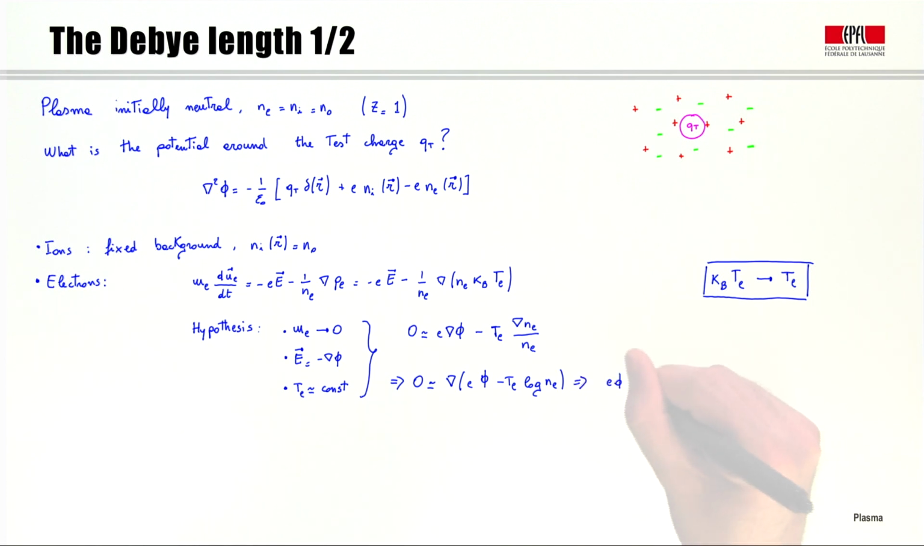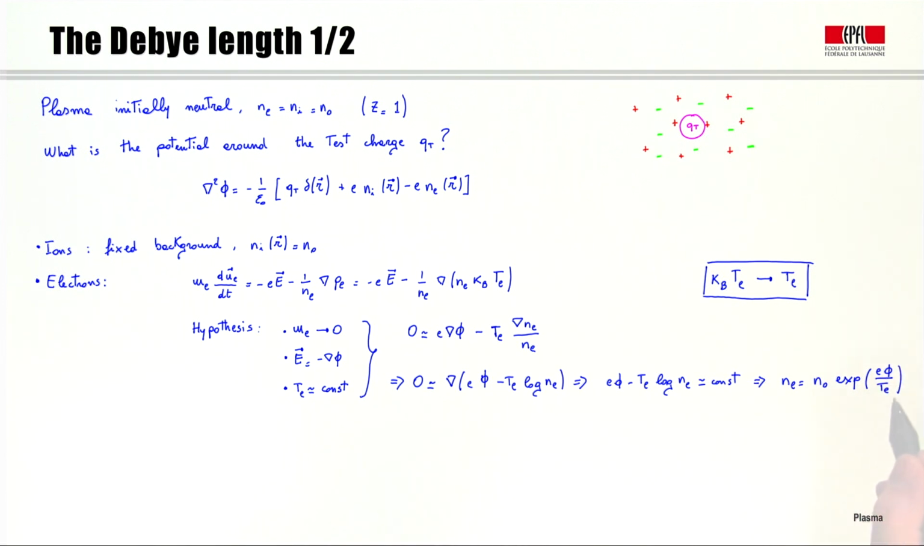Well, this has to be equal to 0, which means that e phi minus Te log Ne has to be equal to a constant, which means that the electron density will be given by N0 exponential of e phi over Te, where the constant has been determined by expecting that when there is no perturbation, no electric field, the electron density will be equal to the initial density, N0.